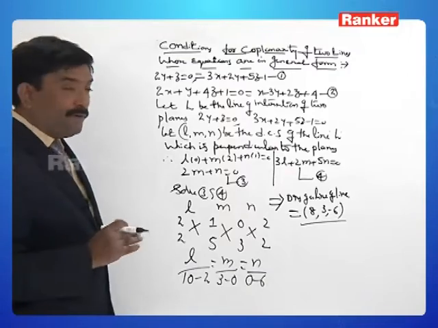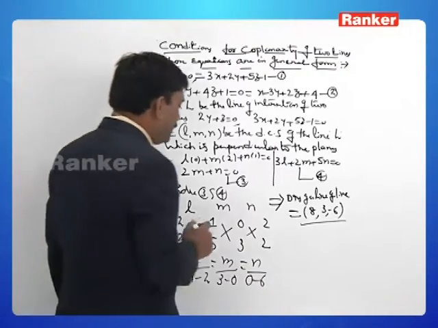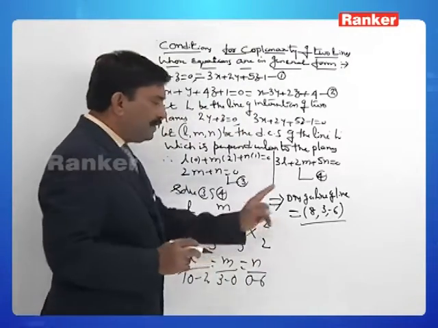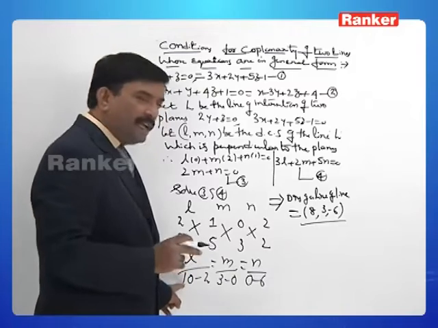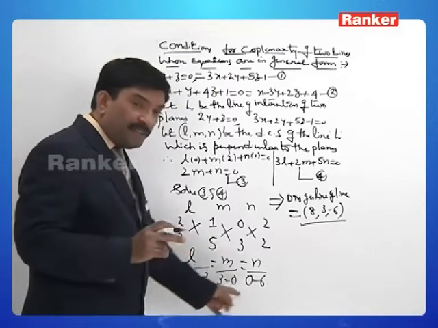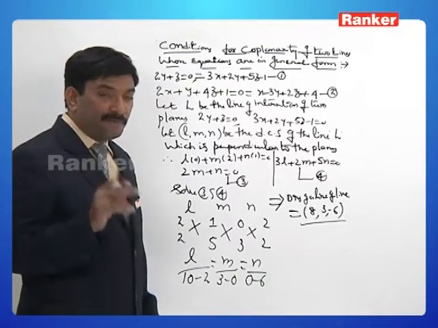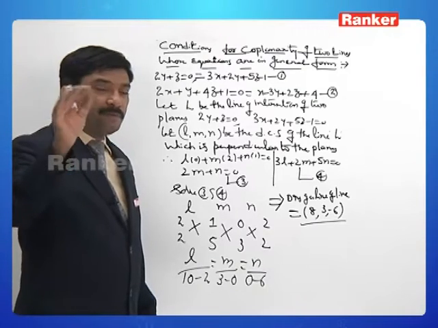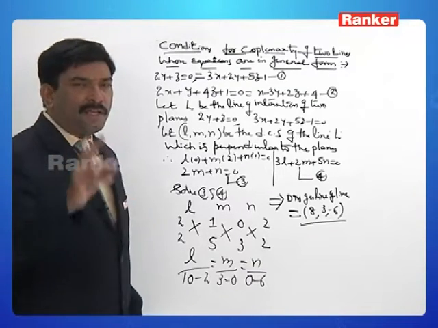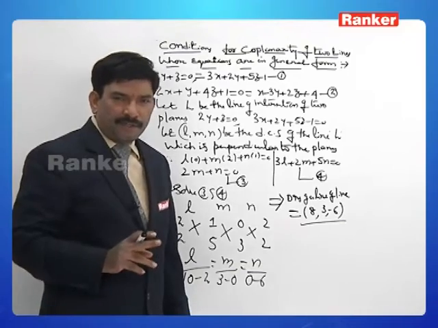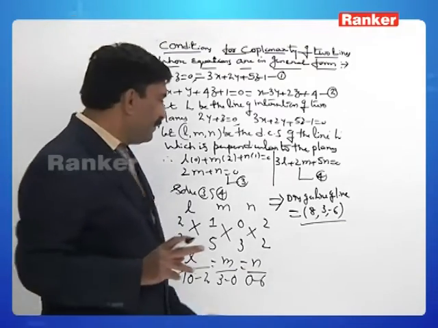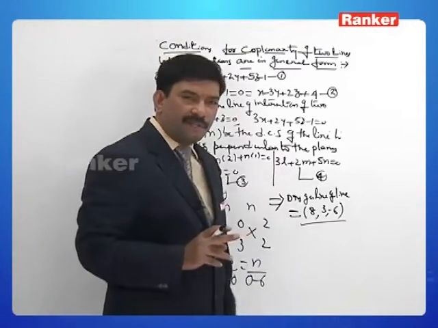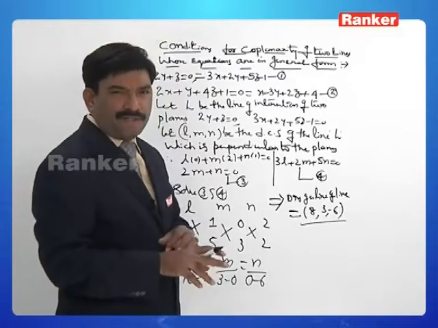Okay. Now I want a point. After solving this, I got it. Now, in any line, the denominators are nothing but DRs. They are not DCs. What are DRs? Any three real numbers proportional to the direction cosines are said to be DRs of a line. Therefore, now 8, 3, minus 6.